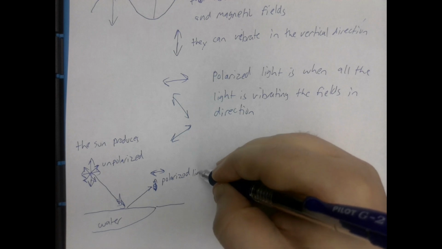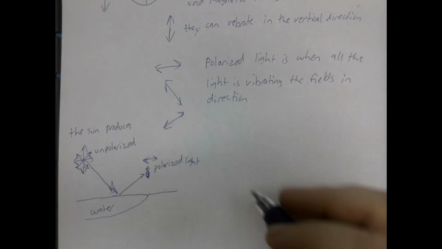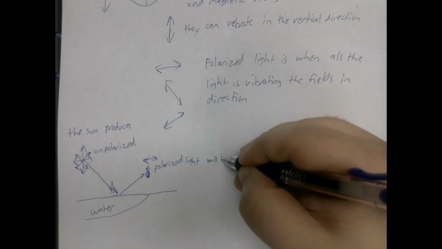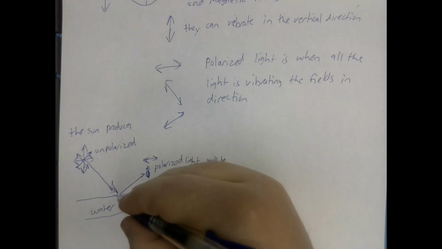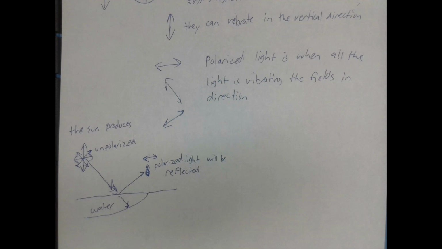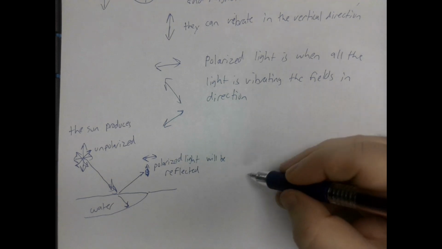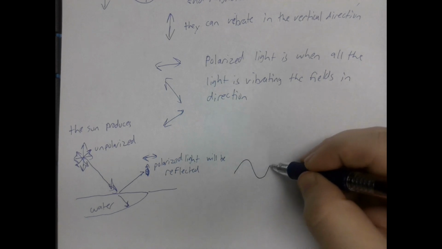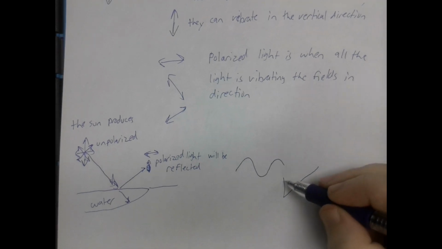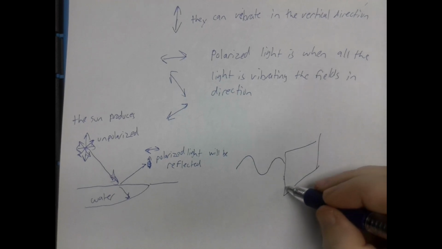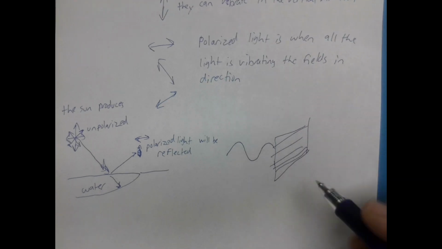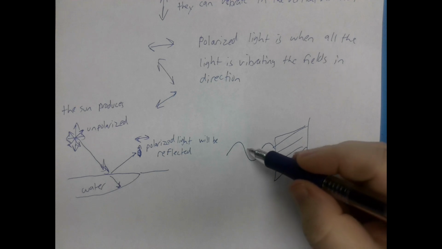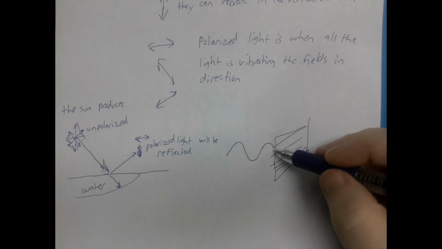Polarized light will be reflected, while the rest of the light will go down through the water. And let's say that we have some light that is vertical, like this. And let's say that we have some polarized filter, where we have lines horizontal. Only horizontal light could go through it, whereas things that are oscillating vertically would end up hitting it.